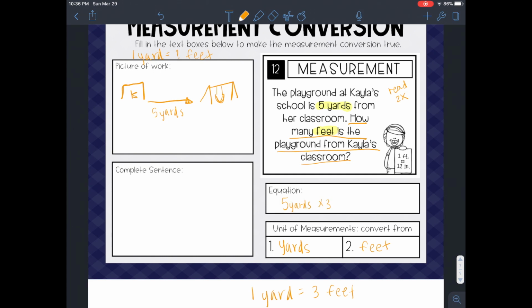I notice that the rule or function is to multiply by 3. So 5 yards times 3 equals how many feet? Well, I know that 5 times 3 is 15.